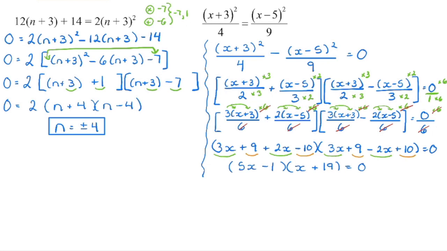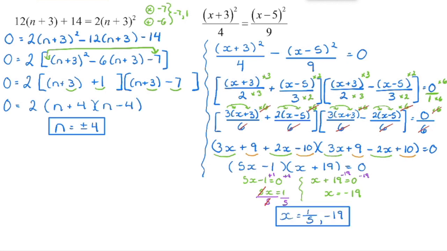We're now going to set each of these factors equal to 0 and solve. So my first one, I'm going to add 1 to each side. I'm going to divide out that coefficient of 5. And when we do that, 5 divided by 5 leaves me with 1x. And so x is going to be equal to 1/5. Now on the other side, we're going to set that factor equal to 0. We're going to move over the 19. And our second solution is going to become x is equal to -19.